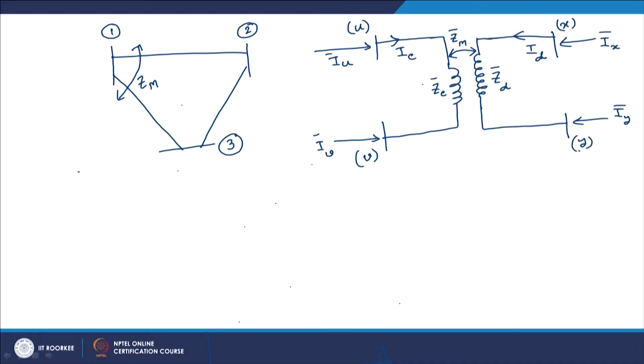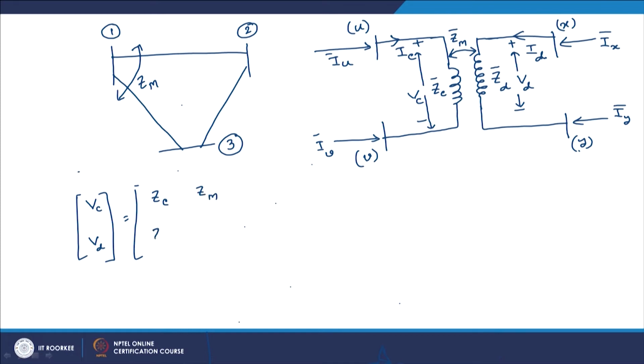To do that, let us say the voltage across this element is V C, and the voltage across this element is V D. So, we can write V C, V D is equal to the matrix Z C, Z M, Z M, Z D into I C, I D. These are all complex quantities, because after all V C would be Z C I C plus Z M into I D, and also V D would be Z M I C plus Z D into I D.